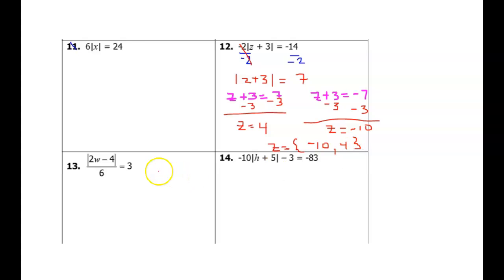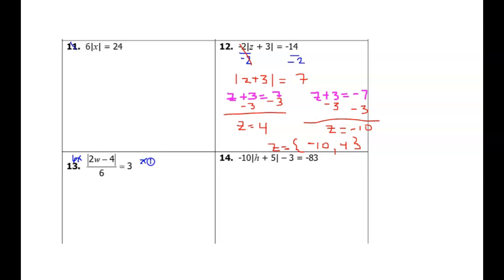Andrew, I look at problem 13. Problem 13 says the absolute value of 2w minus 4 divided by 6 equals 3. Is that absolute value isolated? Step number 1. Is it isolated? No, it is not. How do we isolate it? And look at this. What is 6 doing to that absolute value? Right, so what's the inverse? Yeah, so I'm going to multiply both sides by 6 to get rid of the 6.